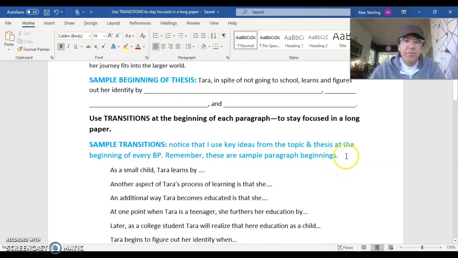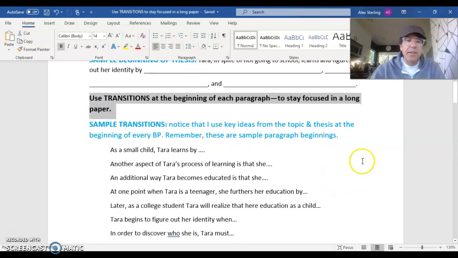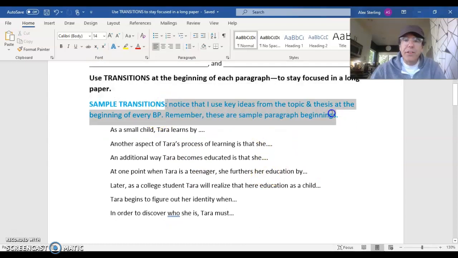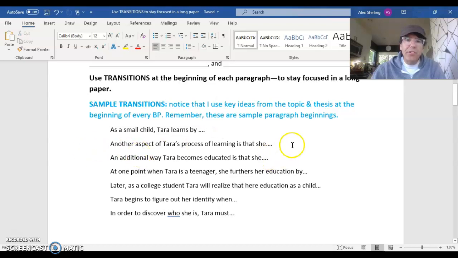And my advice for you is to use transitions at the beginning of each paragraph to stay focused in a long paper. So here's sample transitions. Notice that I use key ideas from the topic and from the thesis at the beginning of every body paragraph, BP. Remember, these are sample paragraph beginnings. And the idea is that each beginning of a paragraph references the main theme of the essay.